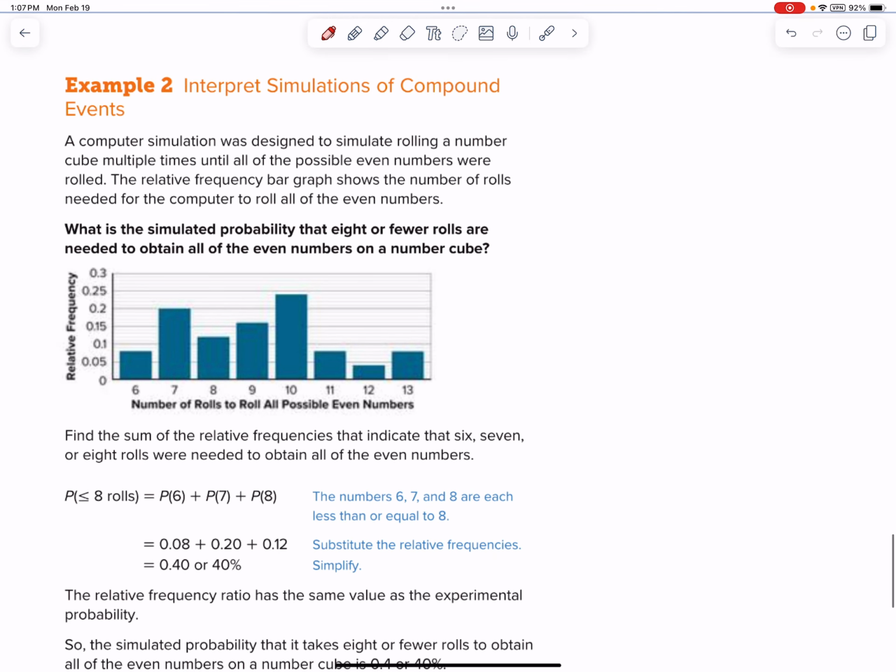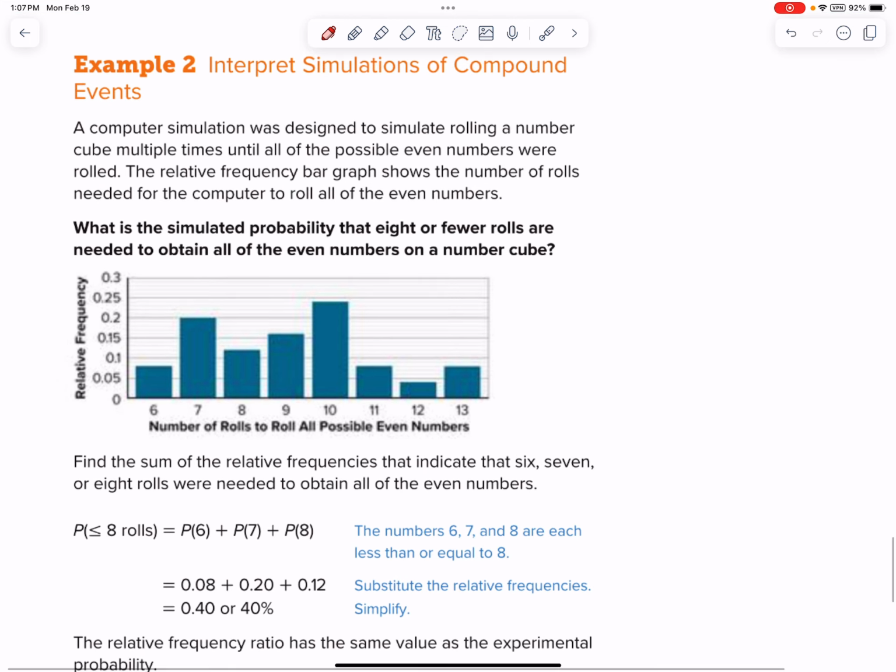All right, example 2, let's go ahead and interpret simulations of compound events. Okay, it says a computer simulation was designed to simulate rolling a number cube multiple times until all the possible even numbers were rolled. So we're just rolling until we rolled 2, 4, and 6. This relative frequency bar graph, and remember that means they're already giving the percent, shows the number of rolls needed for the computer to roll all of the even numbers.